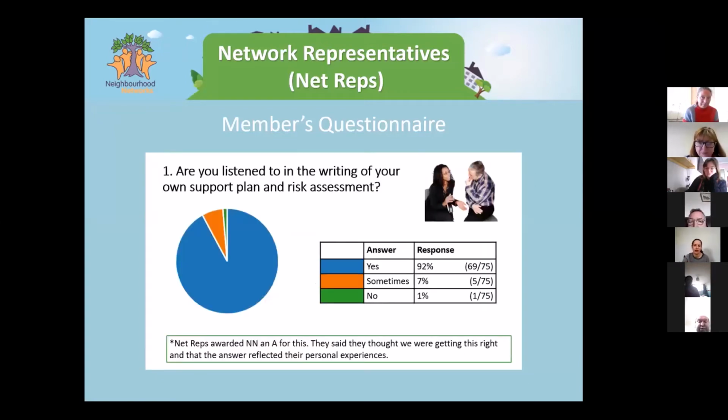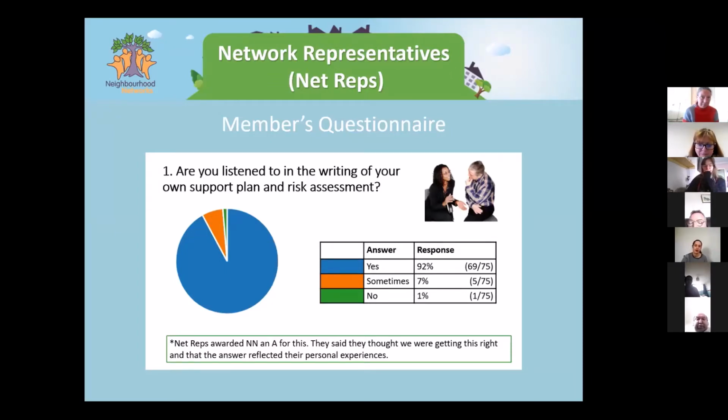So I've just got two examples here. One of something that the net reps thought we did really well on, and one that they thought we could work on some more. So after we sent the questionnaire out, we made a report on it, and then we took this back to the net reps first and foremost before sending it out to the rest of the staff, so that we could get their feedback on it, and they graded us on each of the questions.